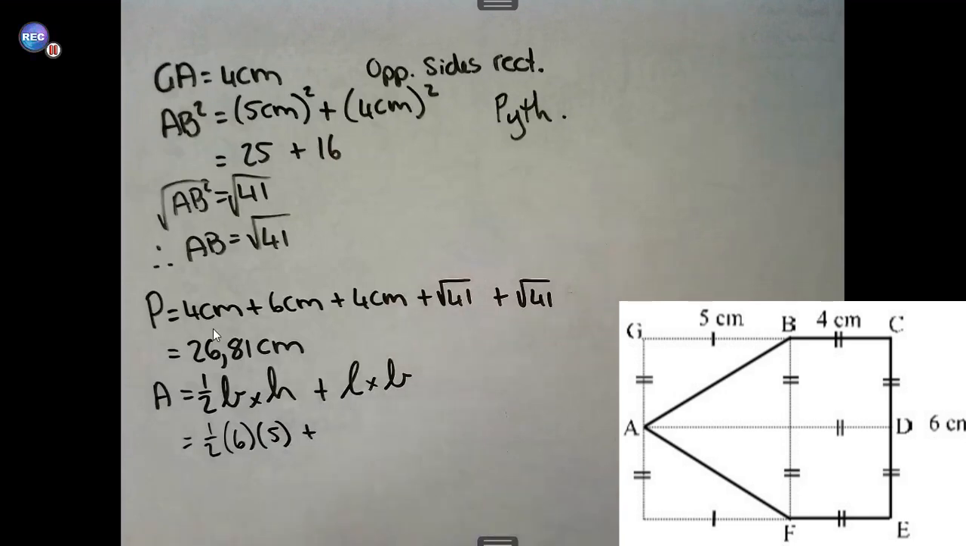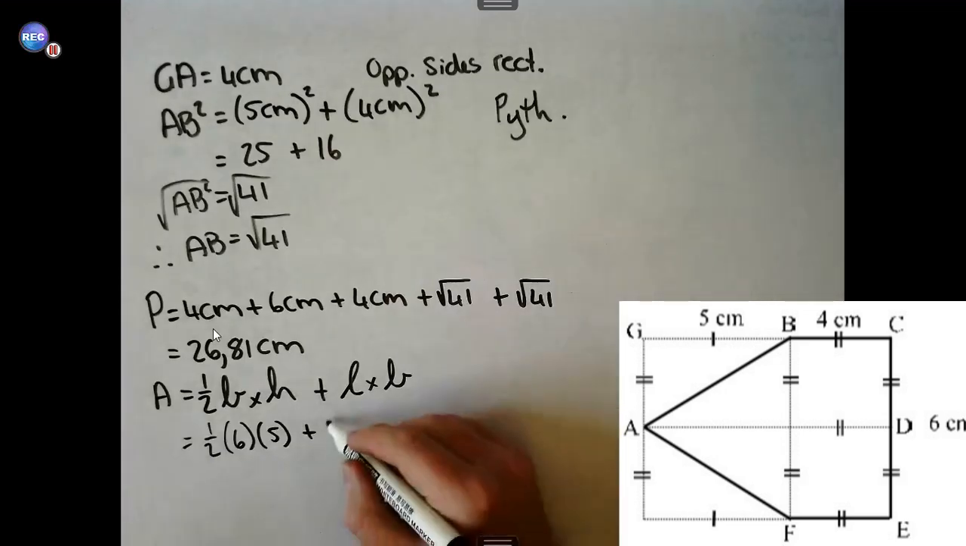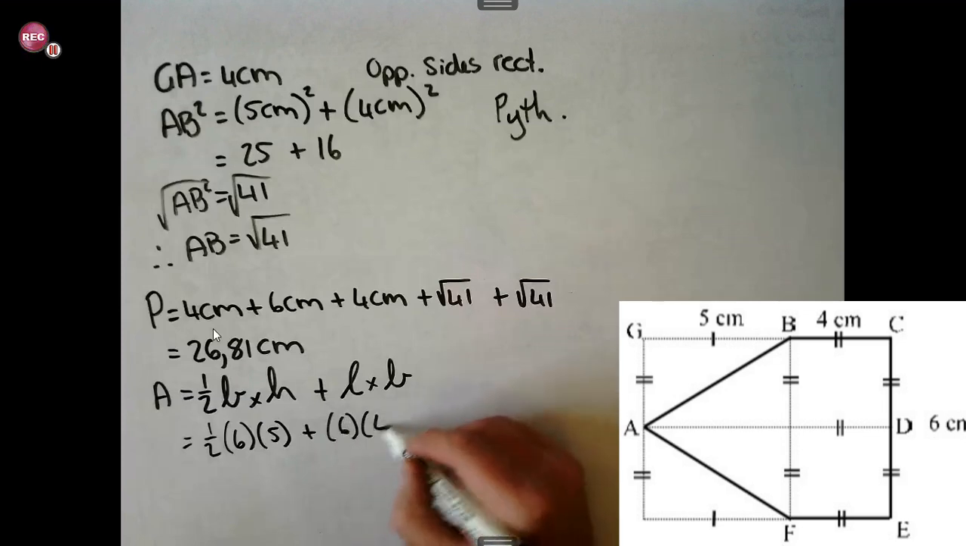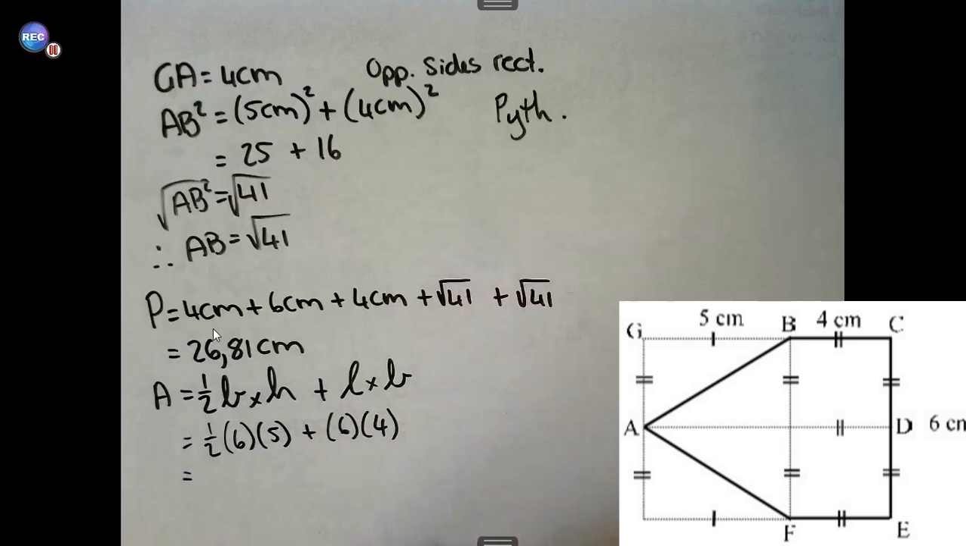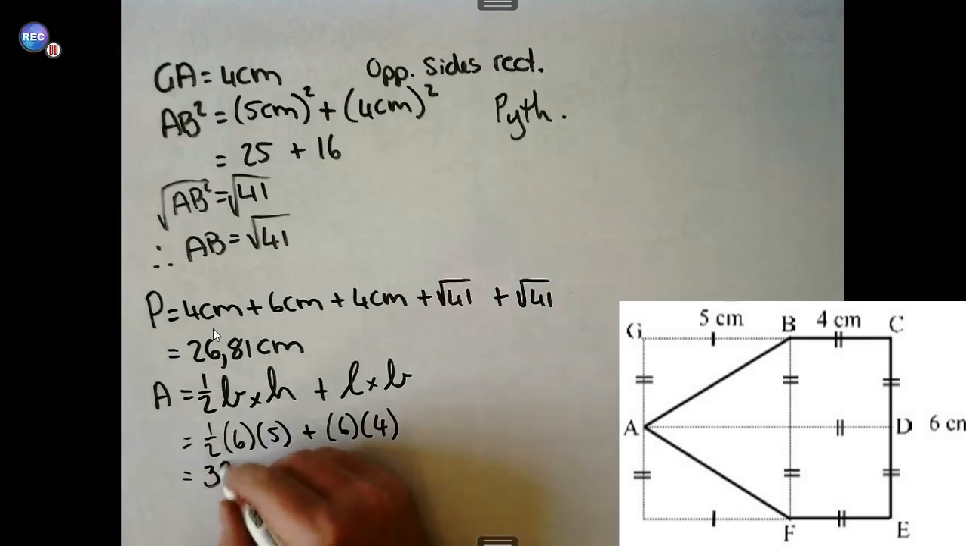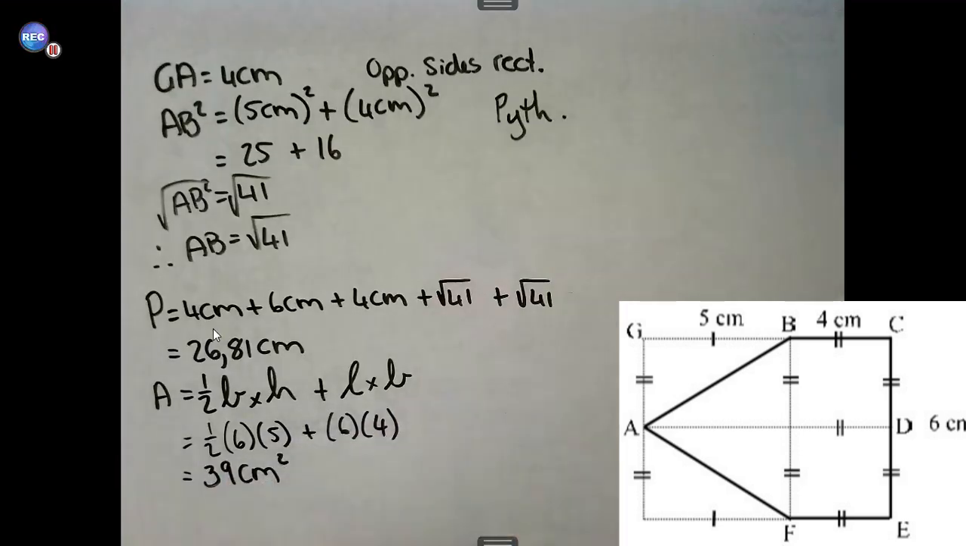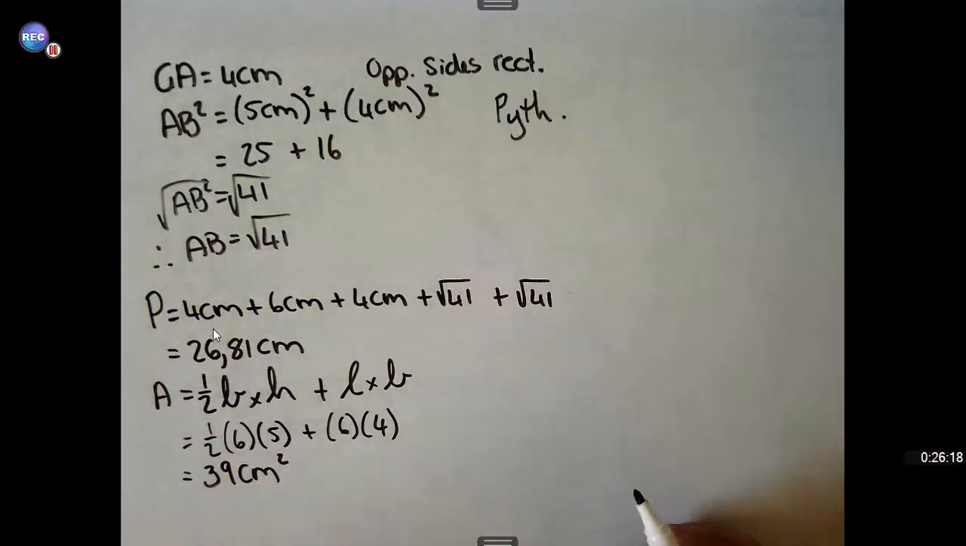Then the length of the rectangle is 6, and the breadth or the width of this rectangle is 4. So 6 times 4. Obviously you will slot all of this into your calculator, and you will then get a total area for this irregular shape of 39 centimeters squared. And there you go. You've calculated the perimeter as well as the area of the shape. Okay, cool. Let's move on to the next question.